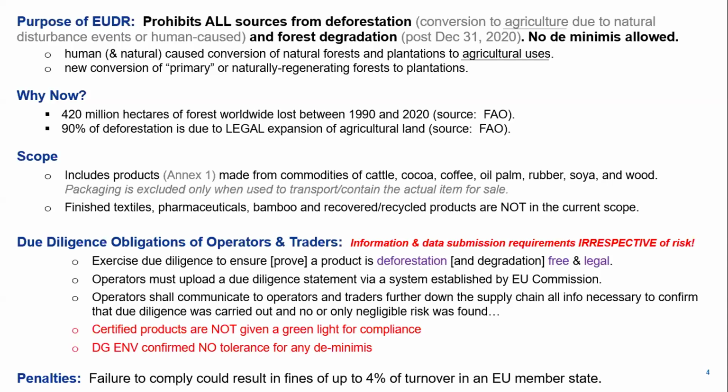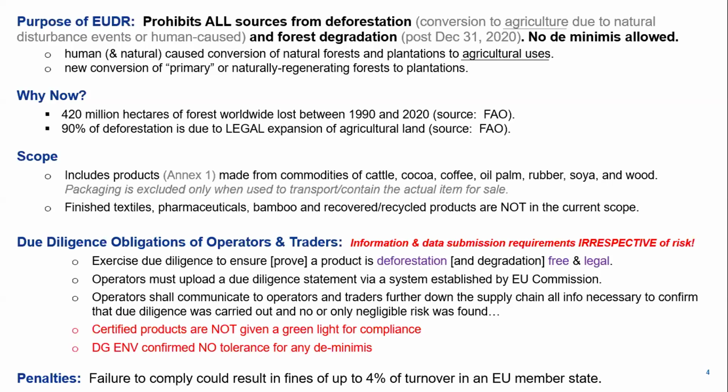So why are they focused on agriculture? Agriculture is the predominant reason that we are losing forest land around the world. Not in North America, but around the world, it is 90% of the reason we are losing forest land. So the EU is trying to basically look at the biggest culprit, and that is agriculture. EUDR is not just focused on our industry. It includes cattle, cocoa, coffee, oil, rubber, soy, and finally wood. Packaging, if it is only used to transport the item, is excluded. But a lot of companies that make packaging like SAPI, our packaging is sold into the EU as the item itself, and then it's later on used for something else.